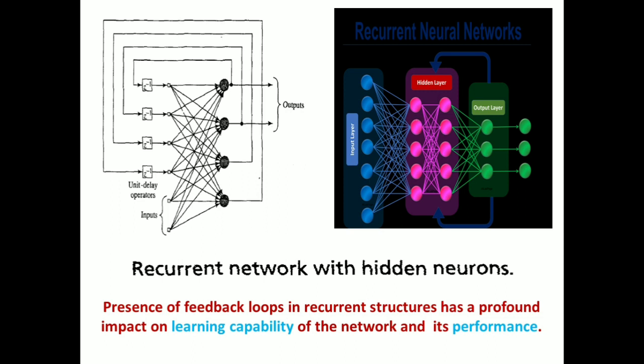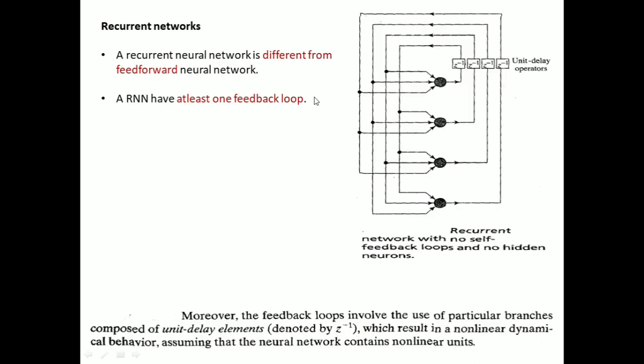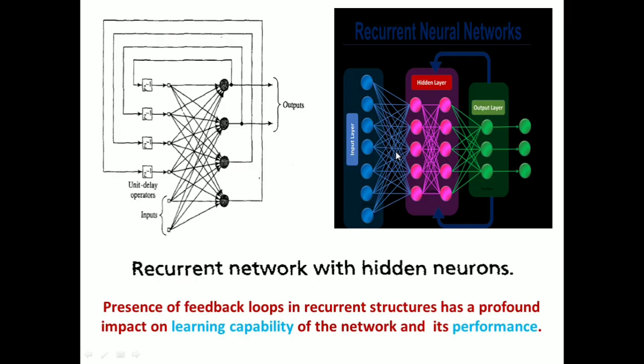In this lecture, we saw what interconnections are and the different types of artificial neural network architectures. The first one is single layer feed forward neural network, the second one is multi-layer feed forward neural network, the third one is recurrent networks without any hidden neurons, and the fourth type is recurrent networks with hidden neurons.